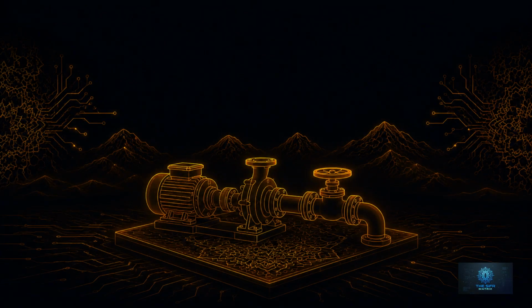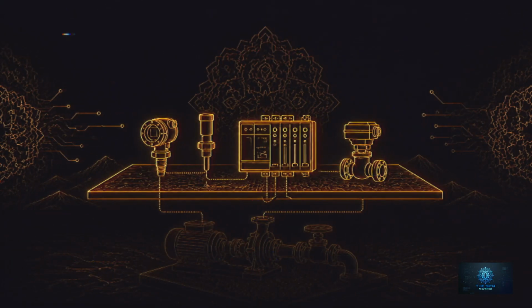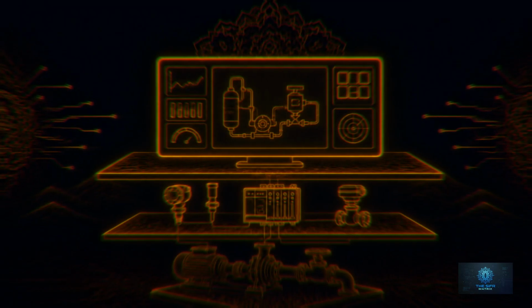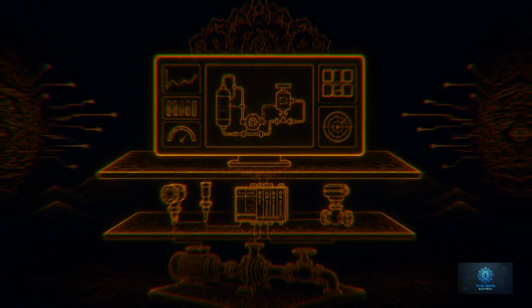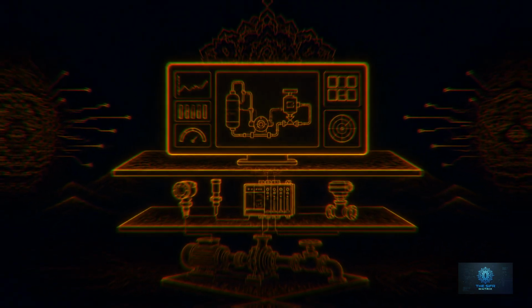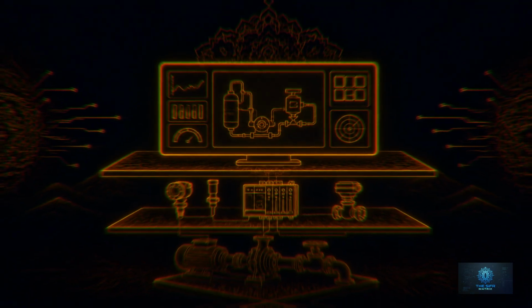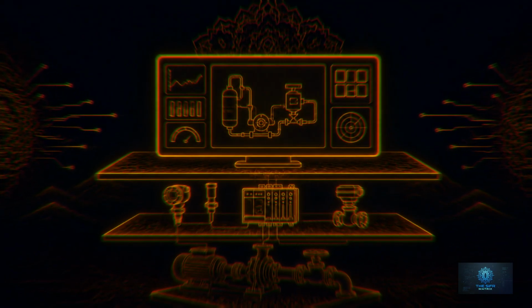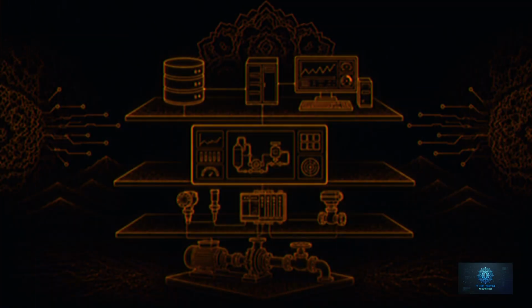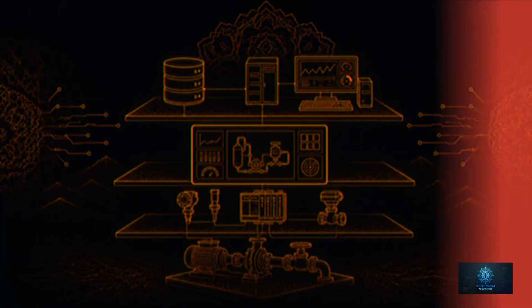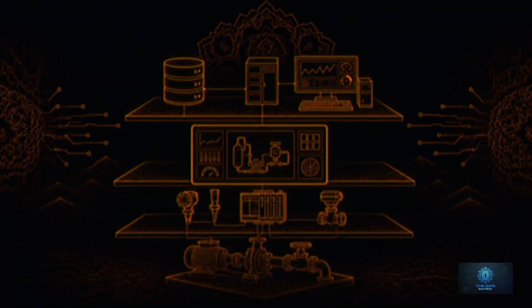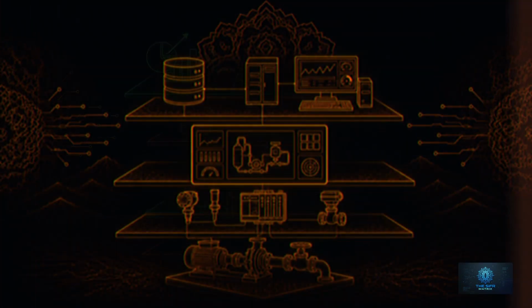Level 0 is the physical process itself, the actual pumps, valves, and motors doing physical work. Level 1 is basic control, the sensors and controllers directly manipulating that equipment in real time. Level 2 is supervisory control, the HMIs and SCADA systems we covered last episode, where operators actually watch and intervene. Level 3 is site operations, managing production scheduling, historians, and engineering workstations across an entire facility.